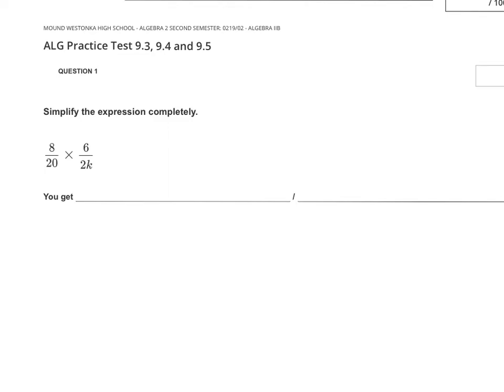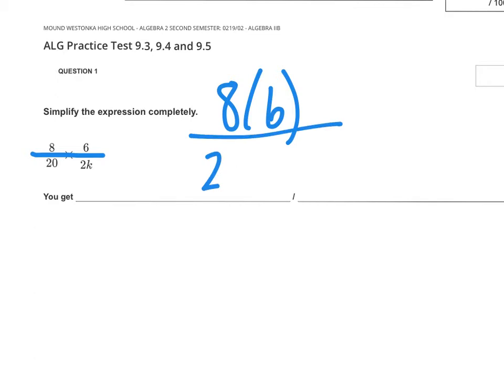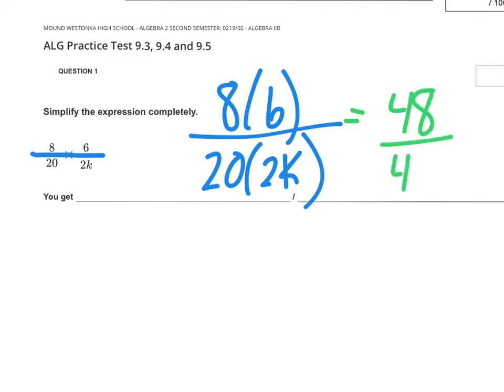Okay, so to start multiplying two fractions together, it's really just one big fraction like this. So I'm going to rewrite it as 8 times 6 over 20 times 2k. Now, you have a couple of choices. If you want to, you could multiply straight across. So you could say that this is 48 over 40k.